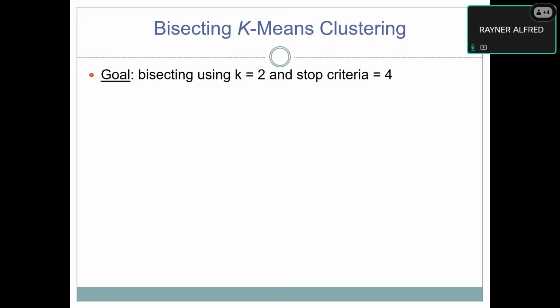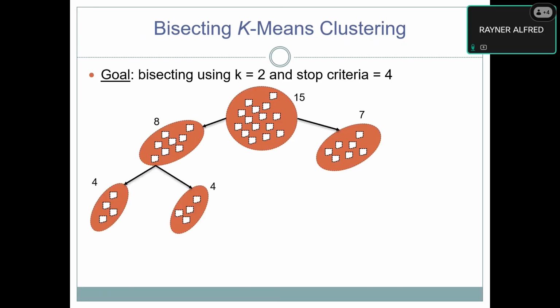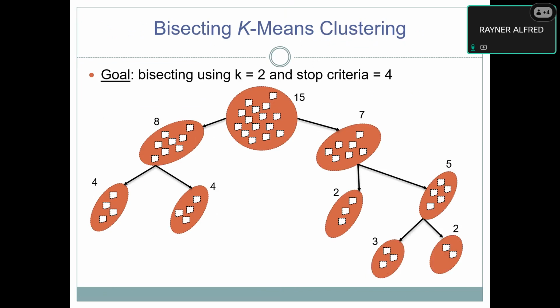Bisecting using k equal to 2 means we split the cluster into 2 clusters, and we will stop the splitting when we have 4 or fewer documents. So, for example, we start with 15, so we divide into 2. Then for 8, we divide into 2, so we stop there. And then this one 2, 5, then we have 5, need to split again into this. So basically, in this one we have 5 clusters for bisecting k-means.